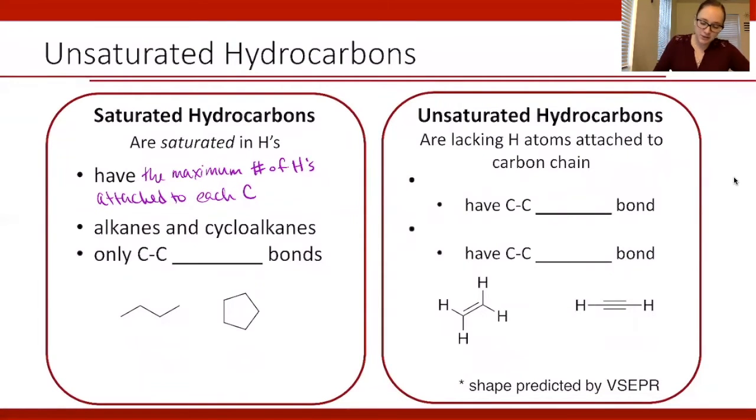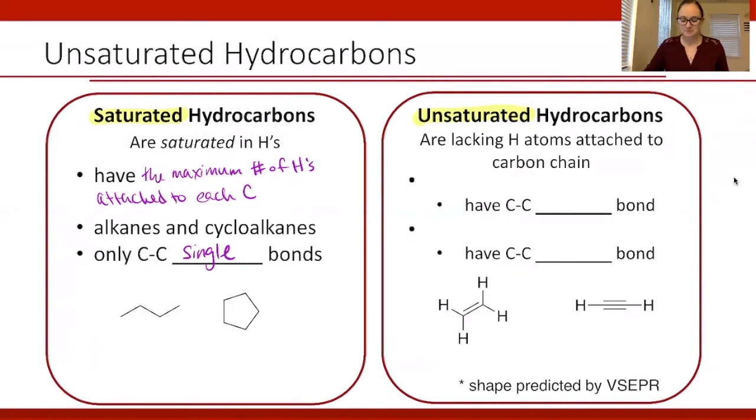So we have saturated hydrocarbons and unsaturated hydrocarbons. So saturated means that it's saturated in its number of hydrogens. They have the maximum number of hydrogens attached to each carbon. So everywhere that you could have a hydrogen, there's a hydrogen. There's all single bonds, as many hydrogens as possible. These are called alkanes or cycloalkanes, and they have only carbon-carbon single bonds. So some examples of these are butane and cyclopentane, drawn below.